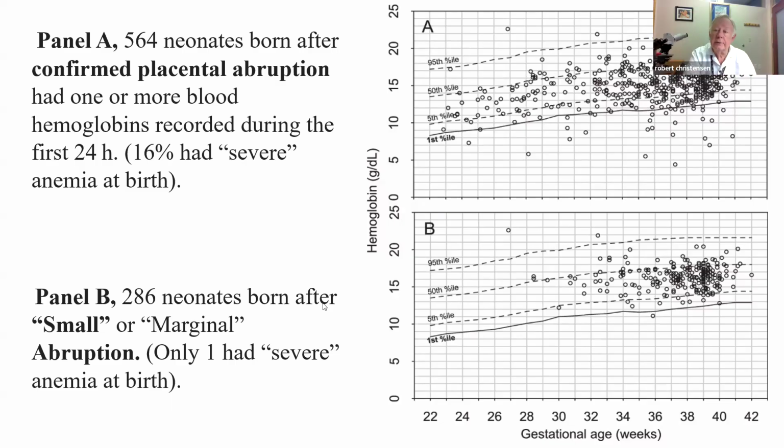Now, panel B is a subset of the upper panel. There were 286 neonates born after what the pathologist or obstetrician both called a small abruption. They specifically mentioned either small or just on the margin. And when we plotted those on the same chart, it was a much more normal distribution. Only one really fell down here with severe anemia, and these two fell in the polycythemic range.